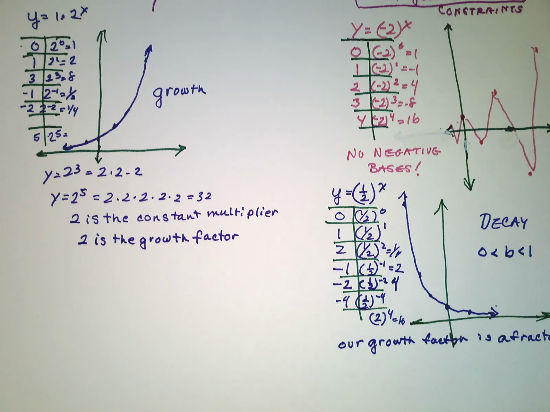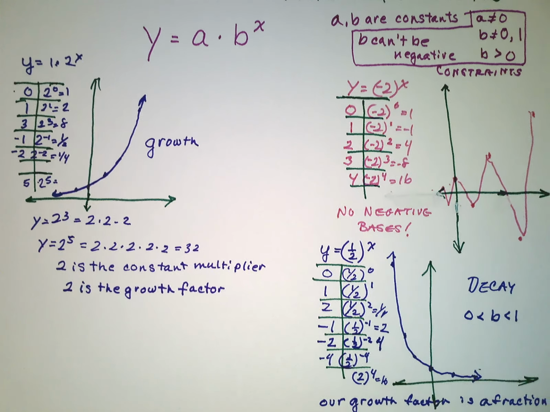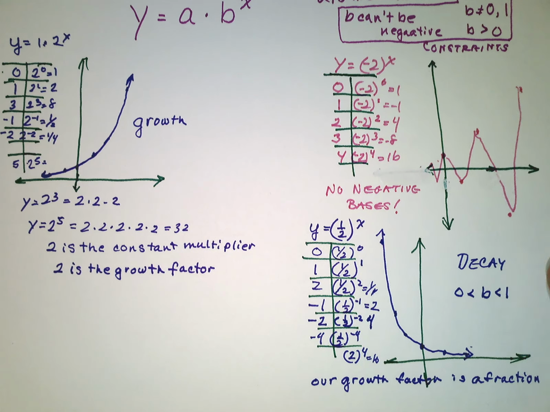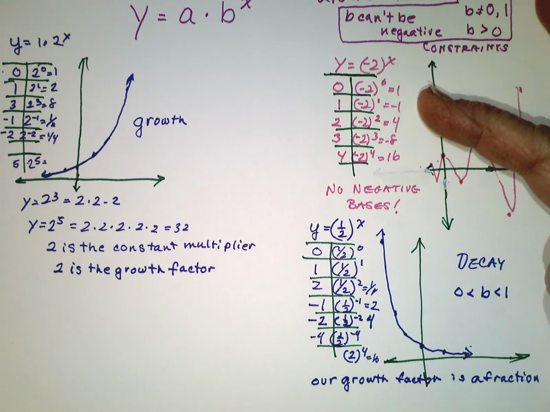So those are some basics of exponential functions. For growth, we have to have a constant multiplier that's greater than 1. The base has got to be greater than 1. For exponential decay, the base has to be a proper fraction between 0 and 1, and we can't use any negative bases.